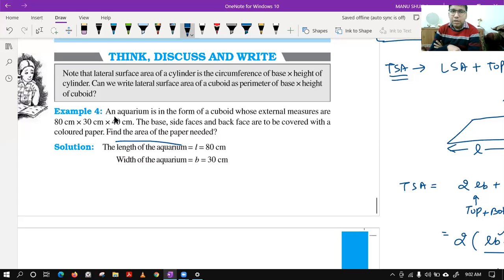Okay, so let's see example number 4. An aquarium is in the form of a cuboid whose external measures are 80 by 30 by 40. So class, the one and only rule that you have to follow in this chapter is to draw the diagram. Without a diagram, your question is incomplete.